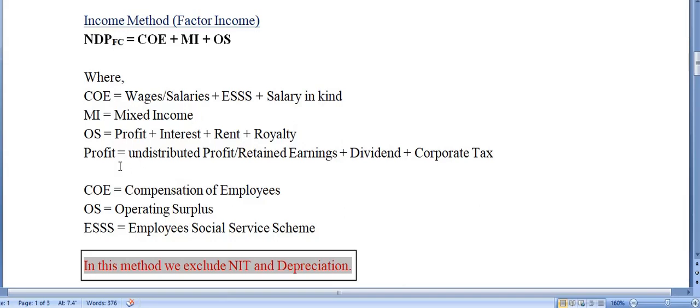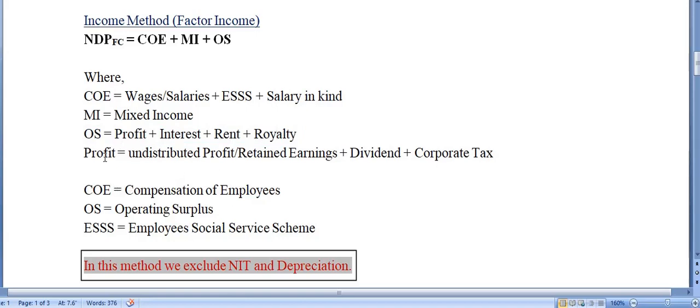Now operating surplus. In operating surplus, we are actually talking about the institution, a company. So operating surplus is equal to profit plus interest plus rent plus royalty. So this is your operating surplus: profit plus interest plus rent plus royalty.